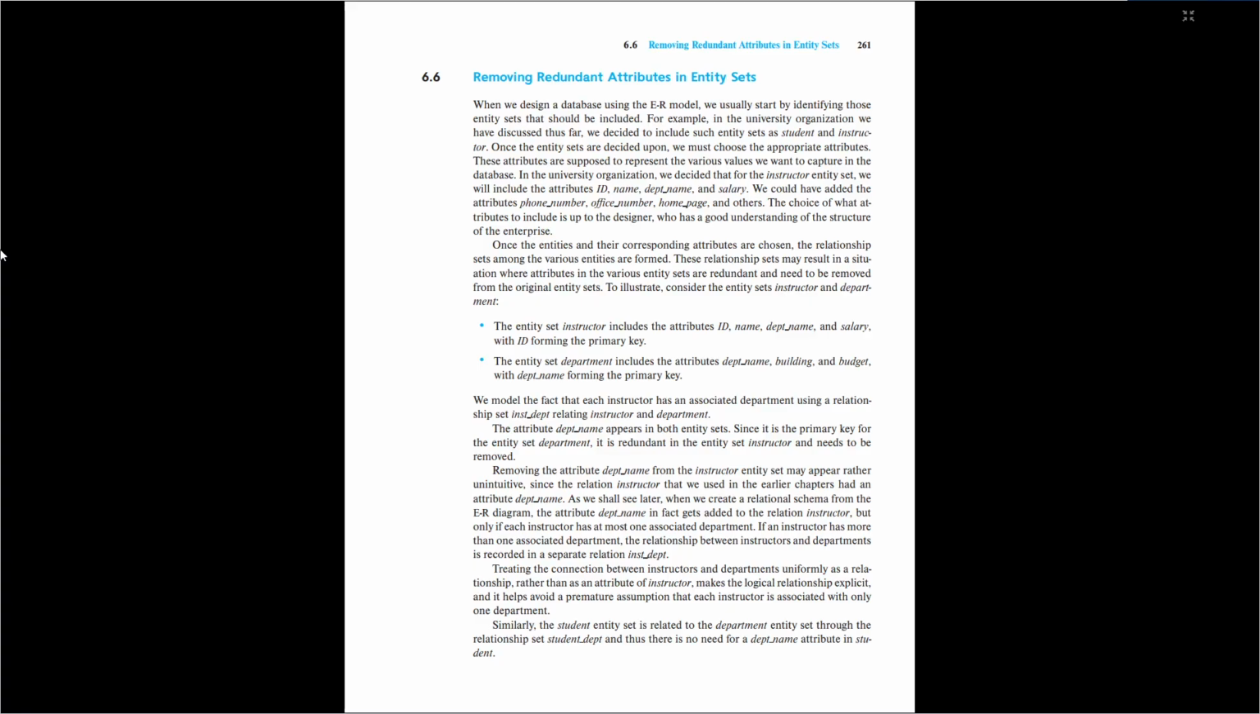If an instructor has more than one associated department, the relationship between instructors and departments is recorded in a separate relation inst_dept. Treating the connection between instructors and departments uniformly as a relationship, rather than as an attribute of instructor, makes the logical relationship explicit, and it helps avoid a premature assumption that each instructor is associated with only one department. Similarly, the student entity set is related to the department entity set through the relationship set student_dept, and thus there is no need for a dept_name attribute in student.